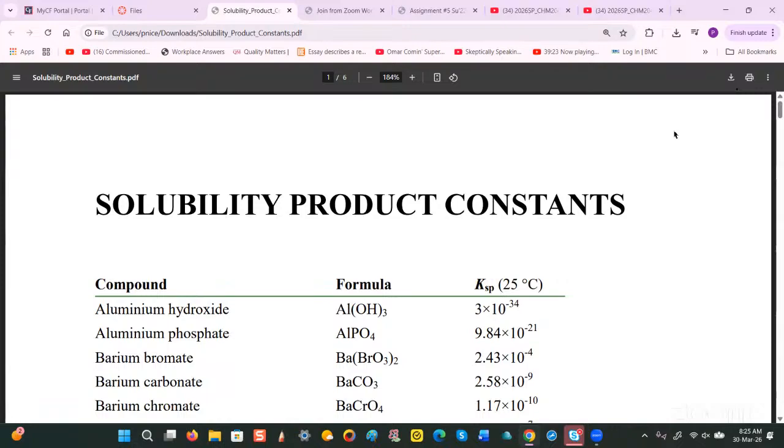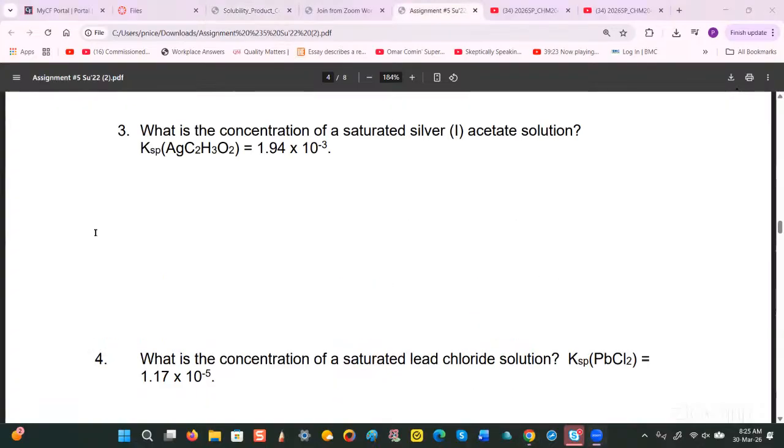Okay, so going back to the question. As I said before, this is the equilibrium system that we're dealing with. It is AgC2H3O2 dissociating to form Ag plus and C2H3O2 minus. All right, so the question is asking for the concentration of this particular solution of silver acetate, right?